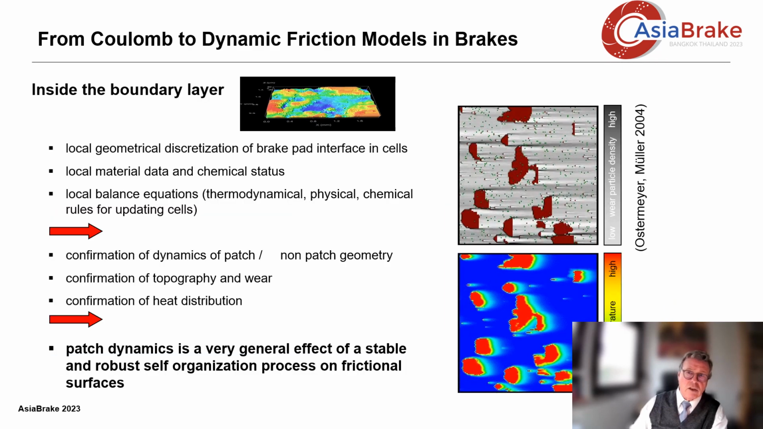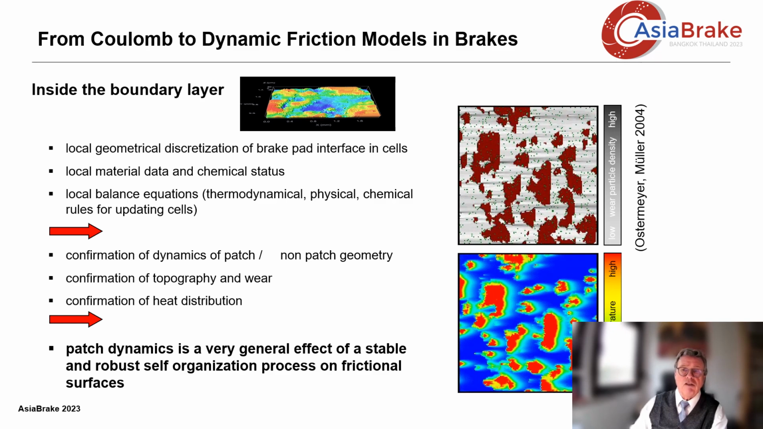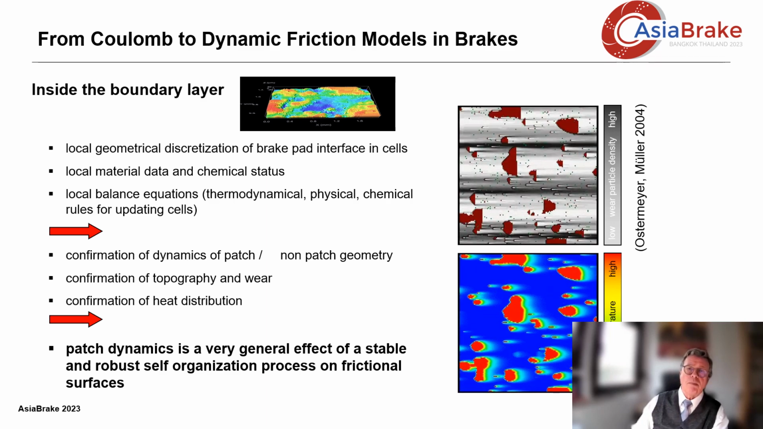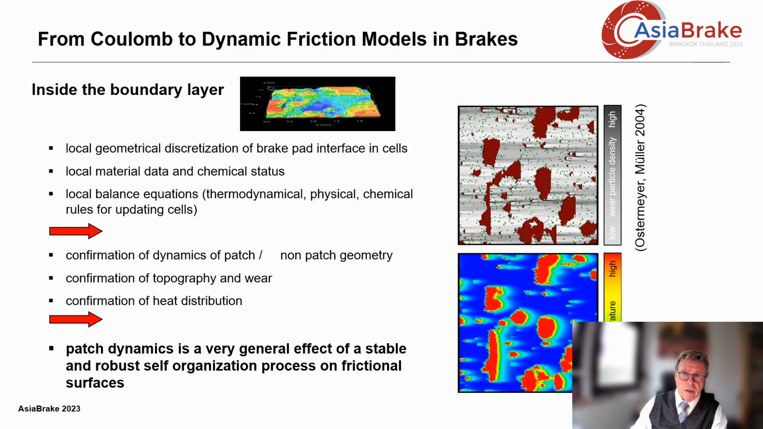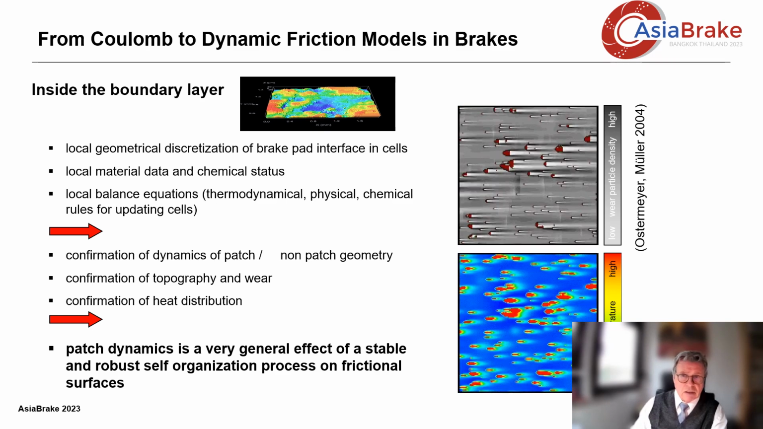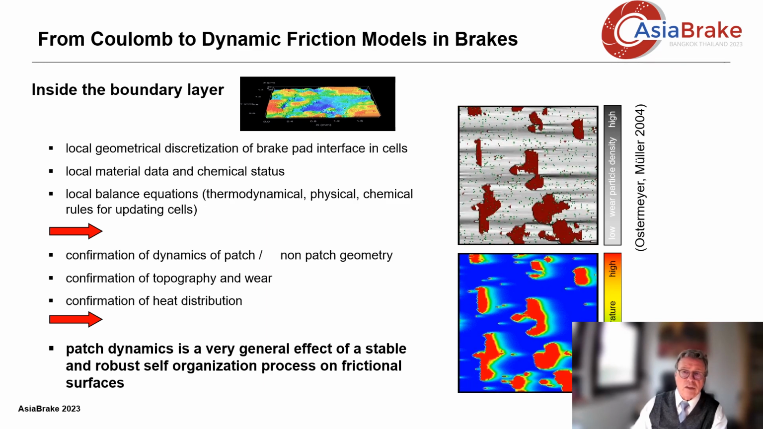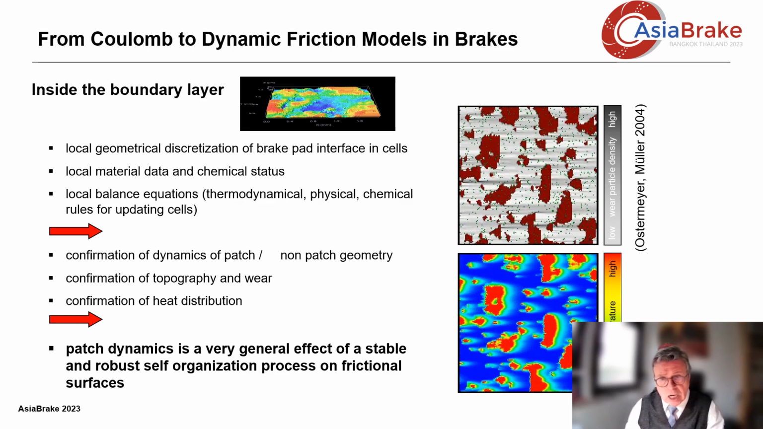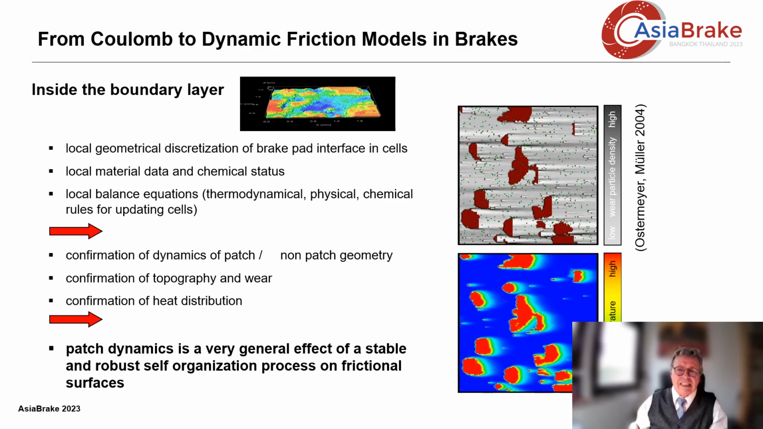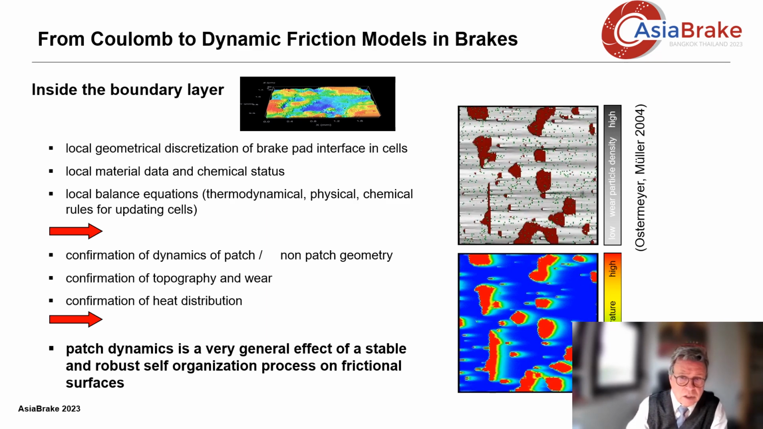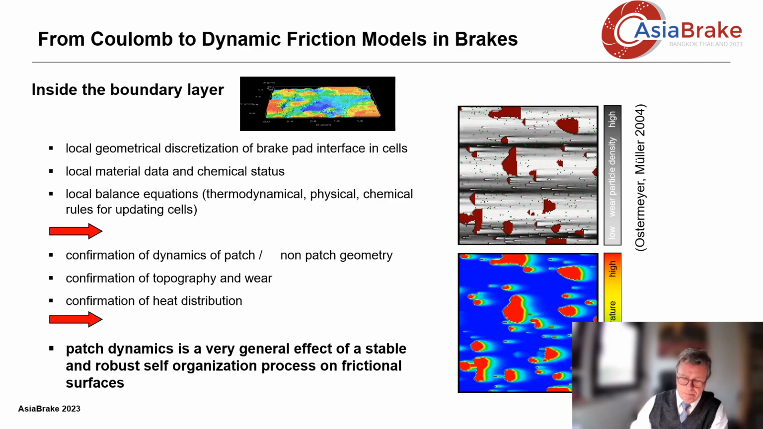If one discretizes the boundary layer and feeds it locally with geometry, materials, and local thermodynamic processes, one obtains a patch dynamics and temperature distribution as found in a real brake. This patch dynamics is very stable. Self-organization effects we found in many other contacts too, for example, on artificial hip joint shells or on railroad tracks, where these patches appear as hardened layers, causing periodic ripples in the rail wheel contact.